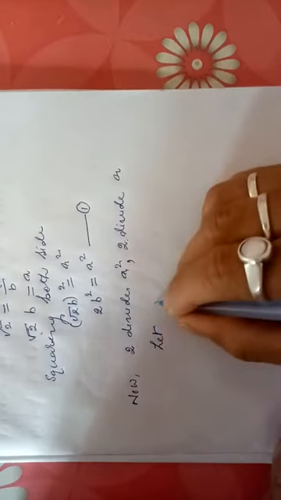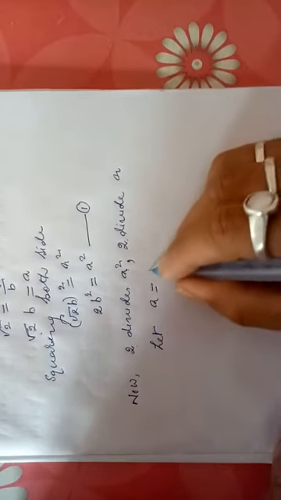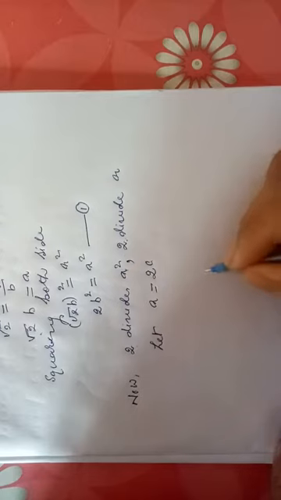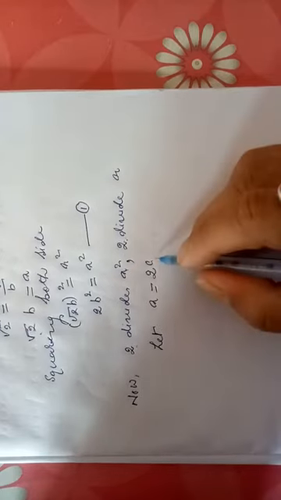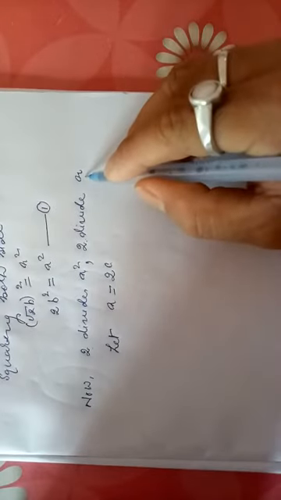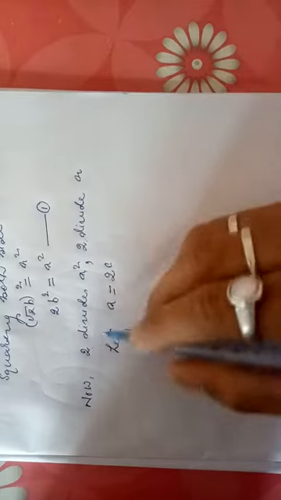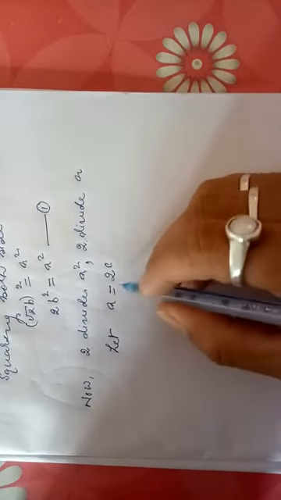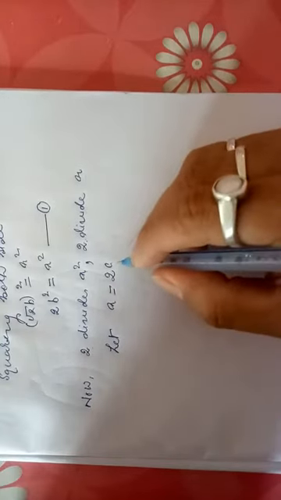Let a equal to 2c, because a is a value which is divisible by 2. So we take a value of a which is equal to 2c.